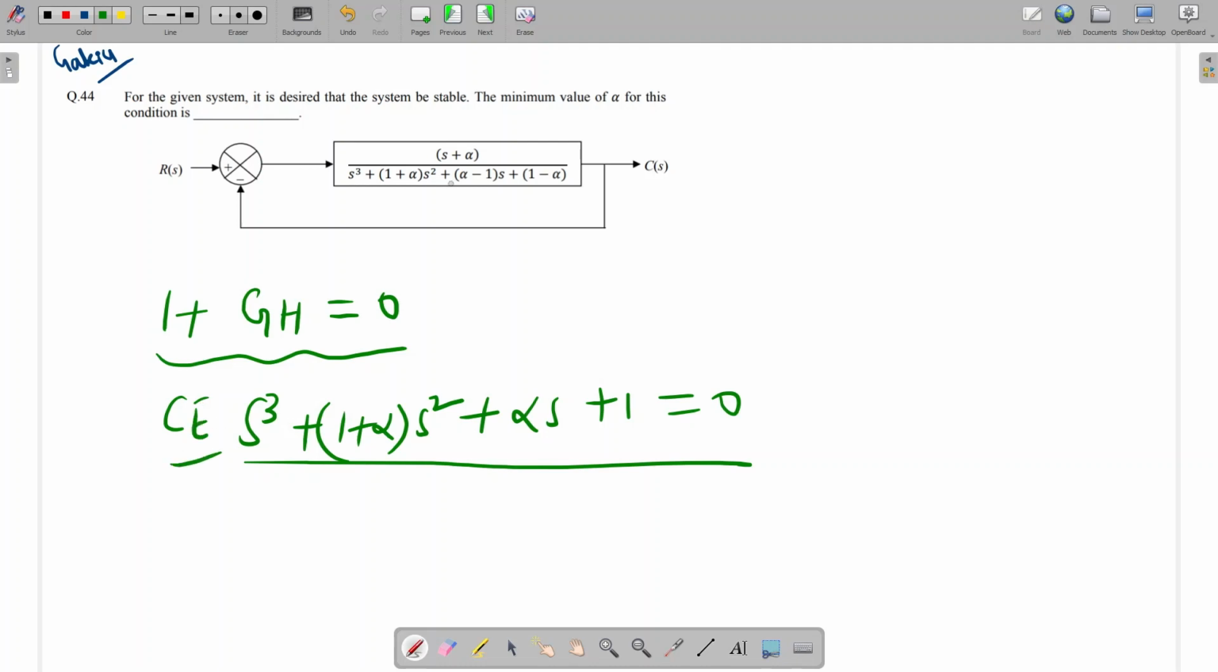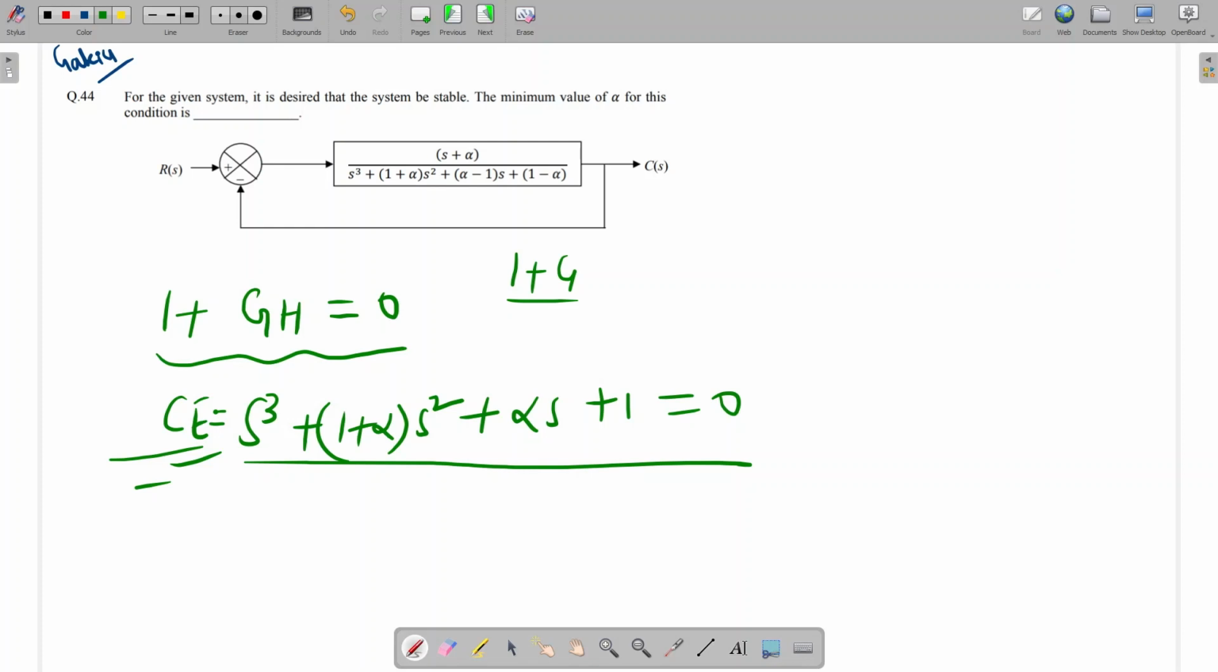This is our characteristic equation. From this is G, and G by 1 plus GH is 1, so 1 plus G will do. This will come as the characteristic equation. Is it clear up to now? Any mistake?